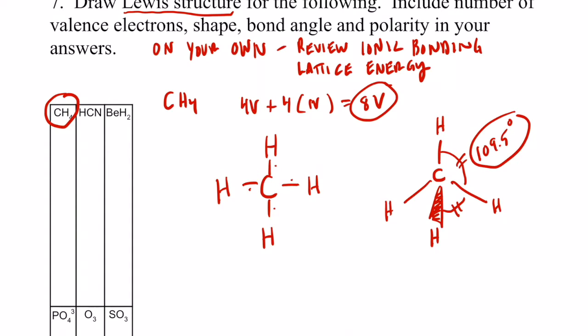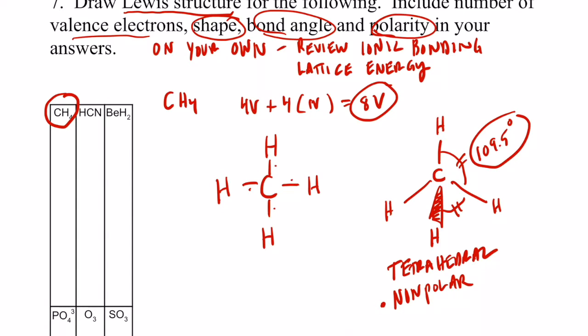Now the shape of this, since there are 4 electron pairs, or 4 regions of electron density around the central atom, and all 4 are bonding, is tetrahedral. And it is quite symmetrical, so it is non-polar. You can use your spaceship analogy to help you determine that, but when all of these dipoles are added together, they end up canceling, and so we end up with a non-polar molecule. So we've got the valence electrons, we've got the shape, we've got the bond angle, and we've got the polarity, of course, as well as our Lewis structure for CH4.